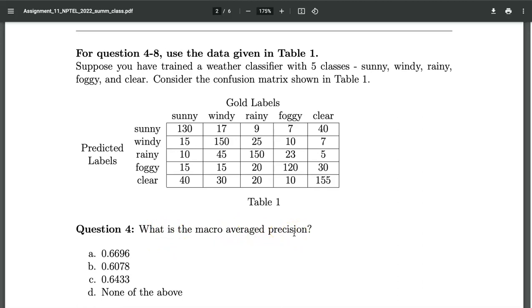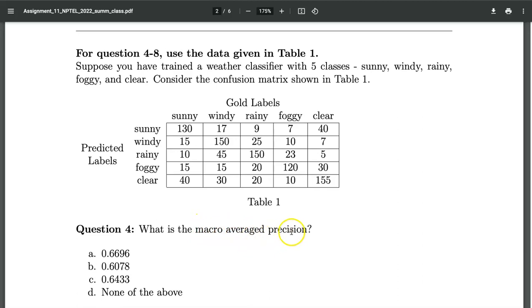Now, if you recall, there are two ways to calculate the precision: micro and macro. There are other ways too, like weighted average, but mainly macro and micro are asked in this question. In the first question they are asking about the macro average precision. So how do you calculate the macro?